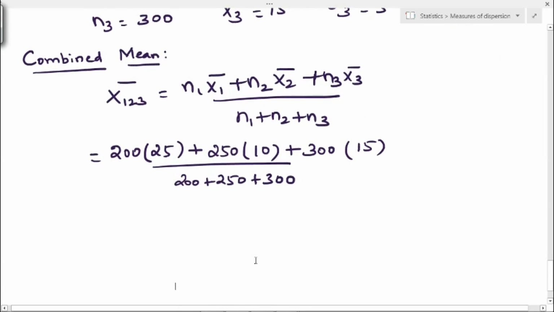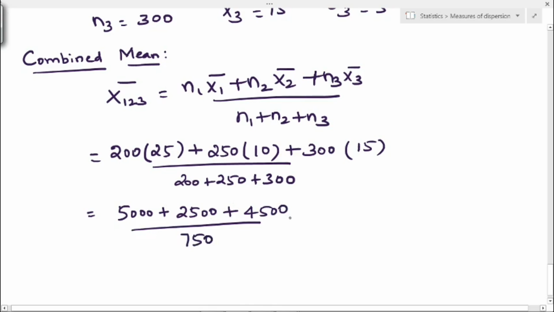First, if you multiply 200 into 25, that is 5000, plus 250 into 10, that is 2500, plus 300 into 15, that is 4500, divided by, if you add these three values, you will get 750. The total is 12,000 divided by 750. If you divide, you will get 16. So this is the value of x1 2 3 bar.